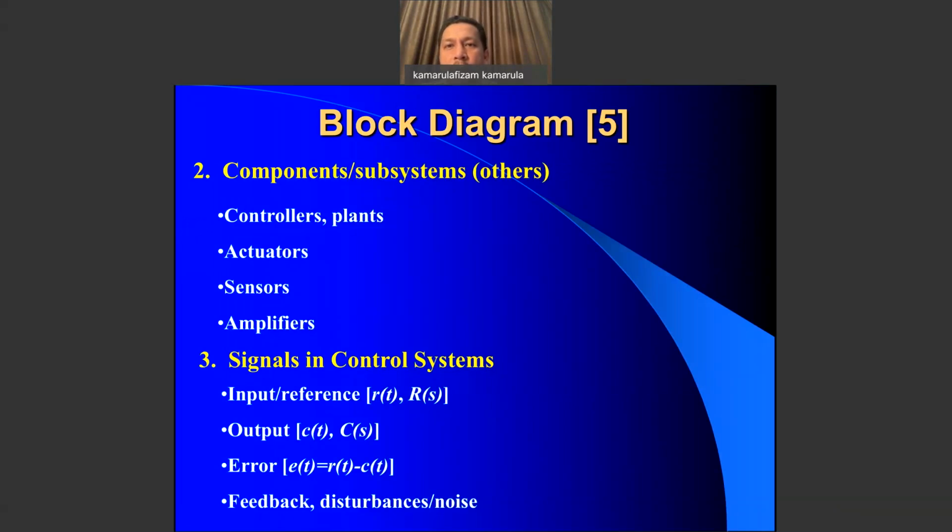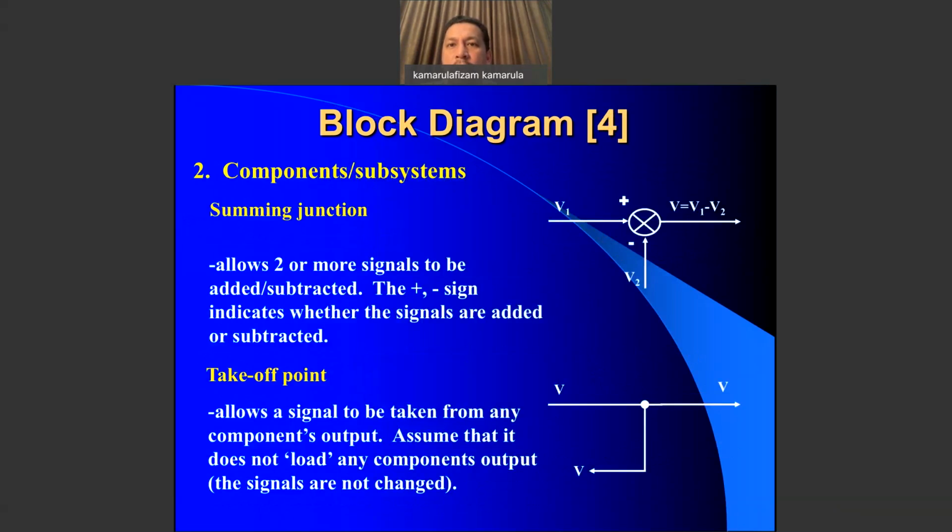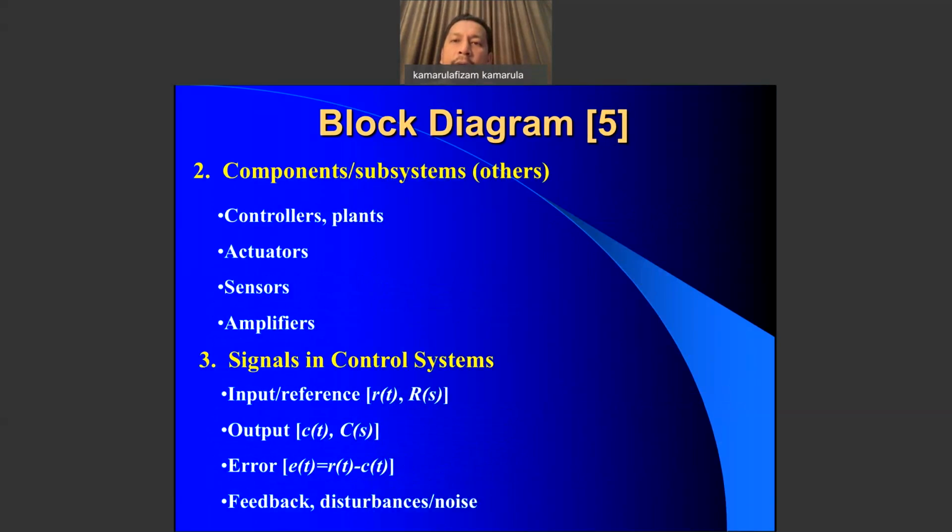All right, we have seen just now the fundamental block. Now we are looking at the subsystem, summing junction, and the takeoff point. You can see more variations of components of a subsystem; this is just an example. And then you have signals from the control system, for example input, reference, output, error, feedback, disturbance, noise, and many others.